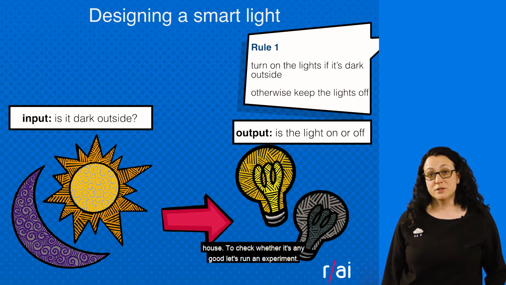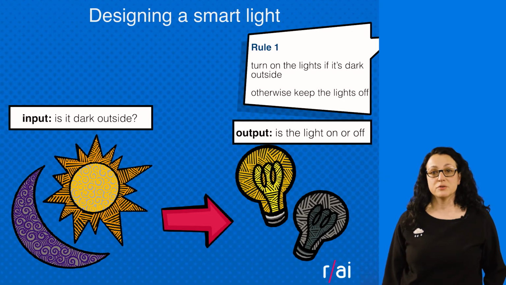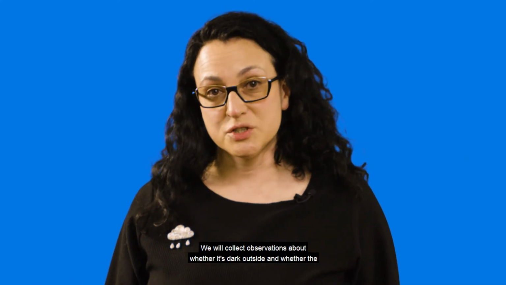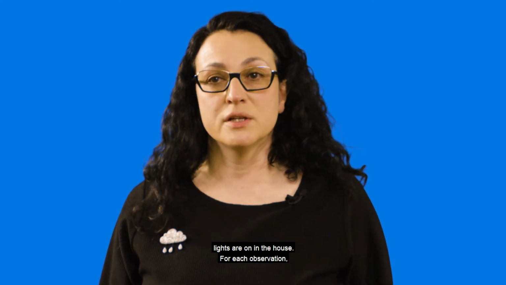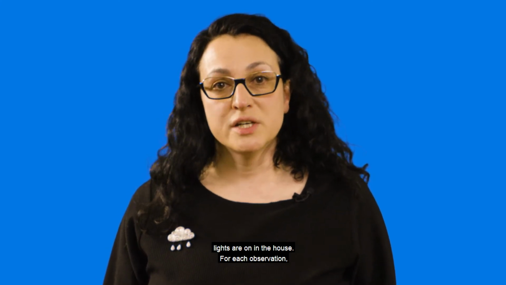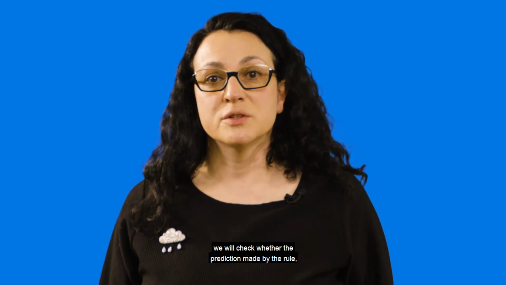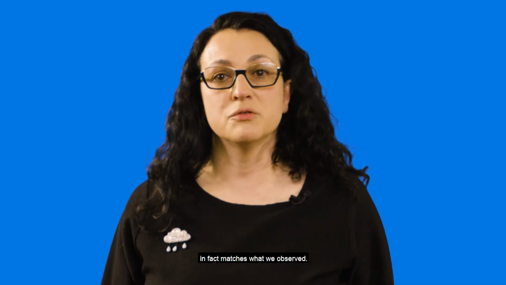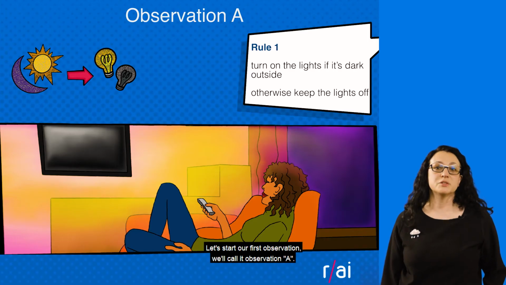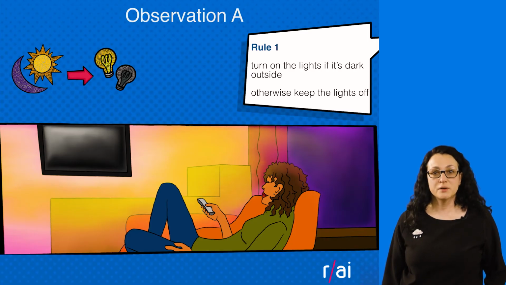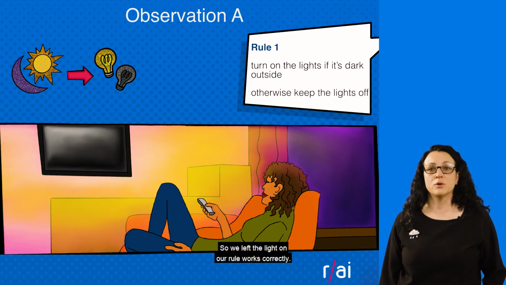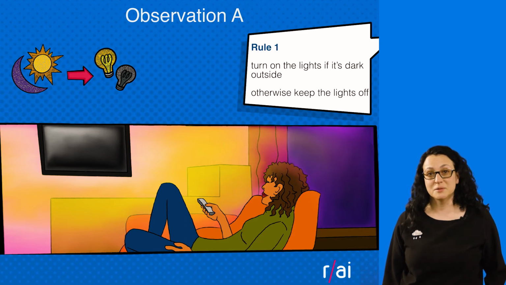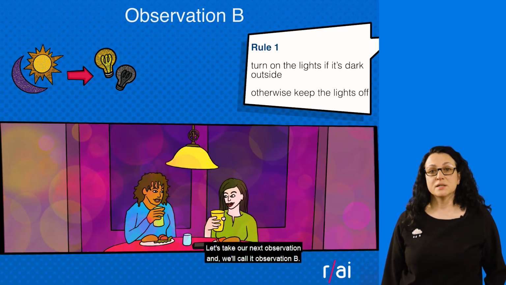To check whether it's any good, let's run an experiment. We will collect observations about whether it's dark outside and whether the lights are on in the house. For each observation, we will check whether the prediction made by the rule in fact matches what we observed. Let's start our first observation. We'll call it observation A. It's dark outside and we are watching TV, so we left the light on. Our rule works correctly.